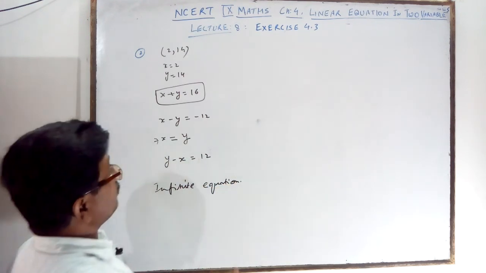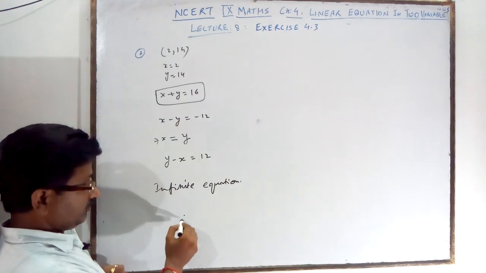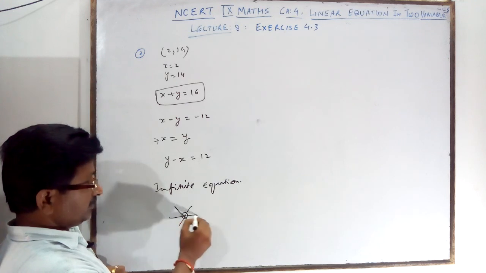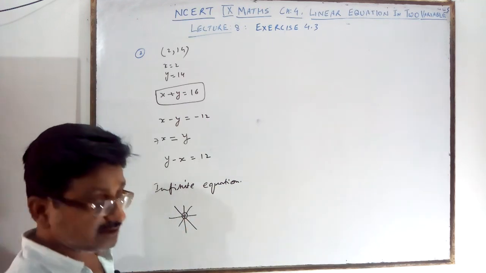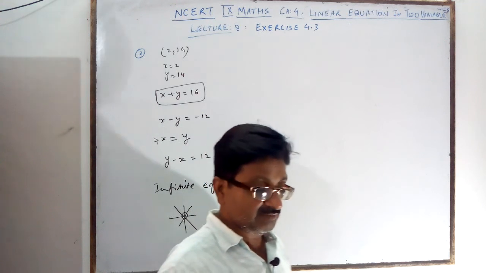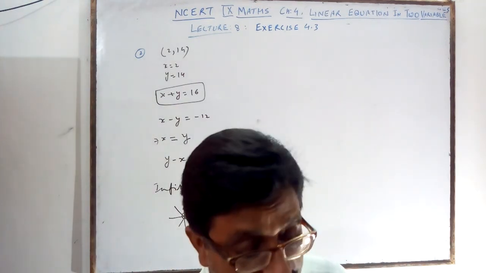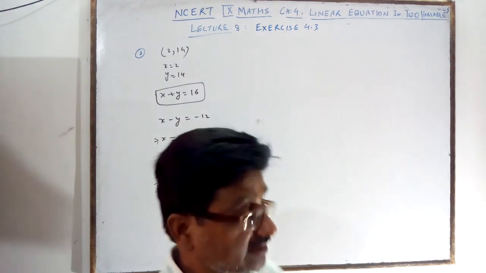We can write infinite equations because from any point infinite lines pass through it. It satisfies the infinite lines. That's why from any point there are infinite lines passing, so we can write infinite equations for this.